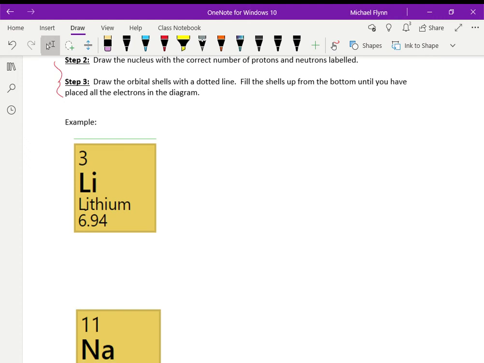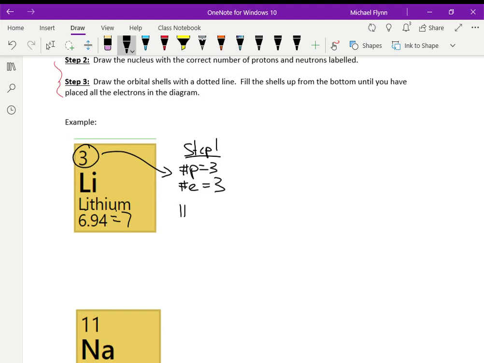Let's do lithium. Here's the card on the periodic table for lithium. So how many protons? Well, there it is right there. I'm going to do step 1. The number of protons equals 3. The number of electrons also equals 3. They're both equal to the atomic number. Now we're going to round this number to 7. You must round the number to a whole number. So the number of neutrons is going to be 7 minus 3, 4 neutrons. So that's step 1 finished.